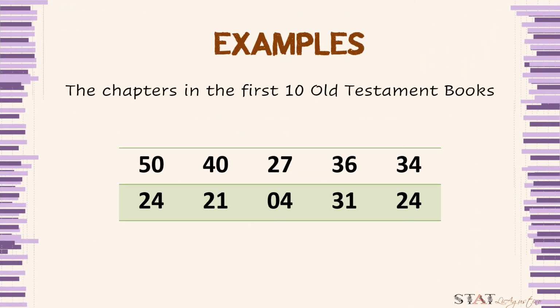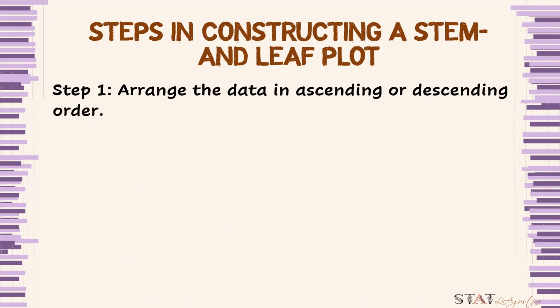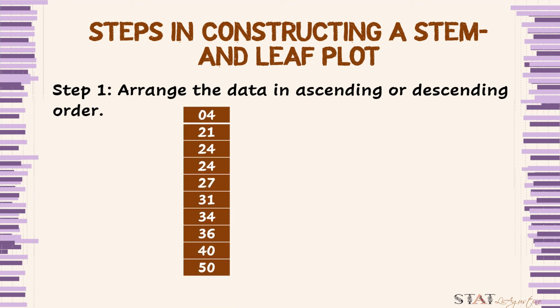For example, this is the number of chapters in the first 10 Old Testament books: Genesis, Exodus, Leviticus, Numbers, Deuteronomy, Joshua, Judges, Ruth, 1 Samuel, 2 Samuel. Now let's do the stem and leaf plot. Let's construct it. Step 1: arrange the data in ascending or descending order. So this is our data, and it is already arranged.